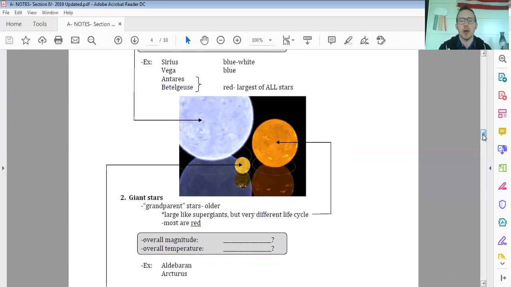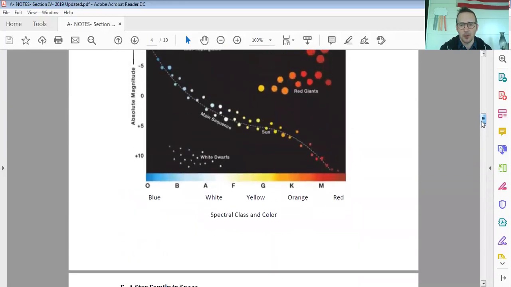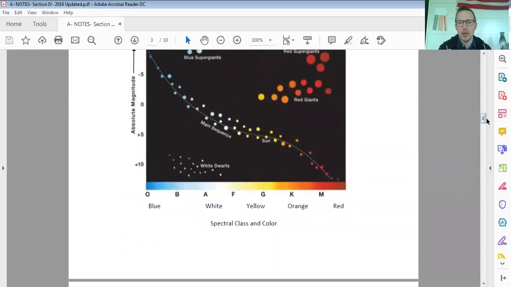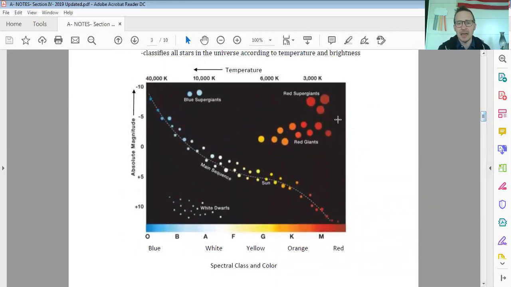So most of them are red. Let's take a minute right now. Let's look back up at the red giant bubble. Remember, not supergiants now. We are highlighting this group right here, our red giants. What type of temperature and brightness would they have?